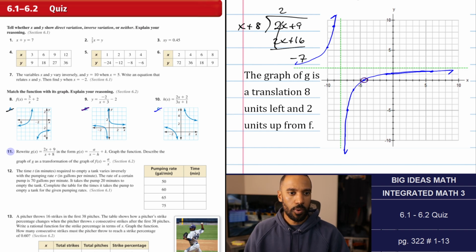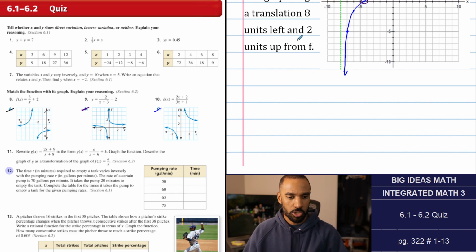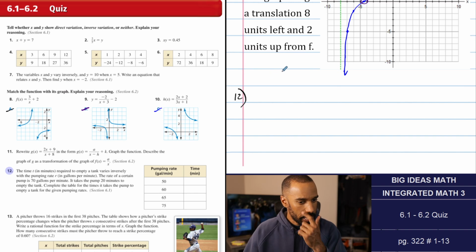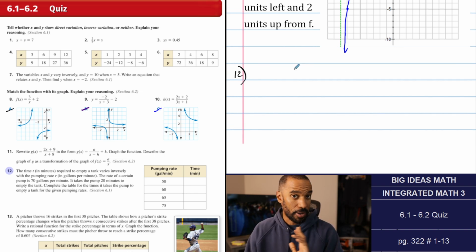All right, we have 2 more questions to go. Number 12 says the time t in minutes required to empty a tank varies inversely with the pumping rate in gallons per minute. Hold on. The time it takes to empty a tank. Okay, so this isn't about filling up a tank, it's about emptying a tank.